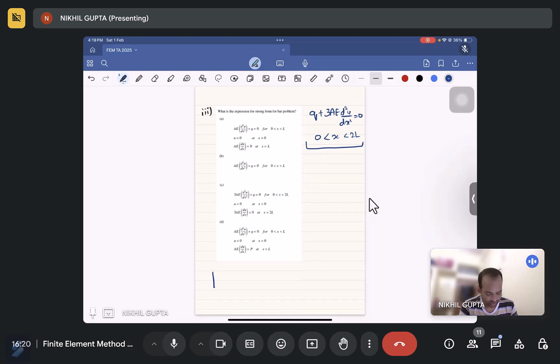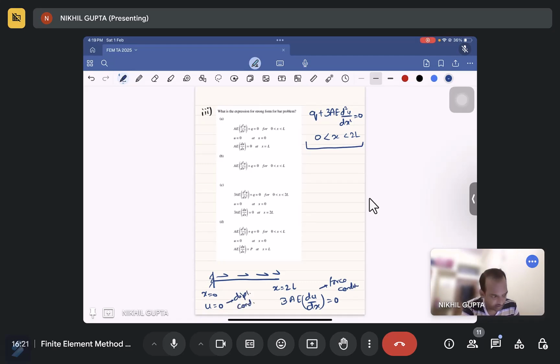So what was the question? The question was like this. Now you say x is equal to 0 is this, x is equal to 2L is this. At x equal to 0, we know the condition is u is equal to 0 because it is a fixed support. At the other point it is a free end, so we know that 3AE du by dx will be equal to 0. This is the force condition, which is 0 at the free end. This is the displacement boundary condition. So if you see which is the answer, no, this is not the answer. I think this is the answer, 3AE d2u plus q is equal to 0. Yes, this is the condition. So your answer will be C.